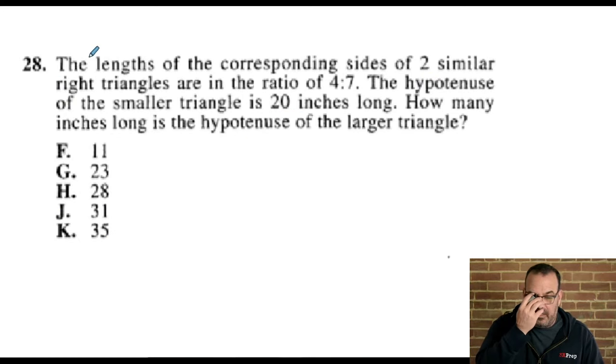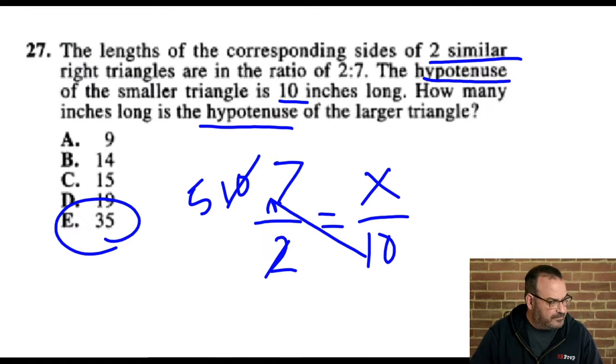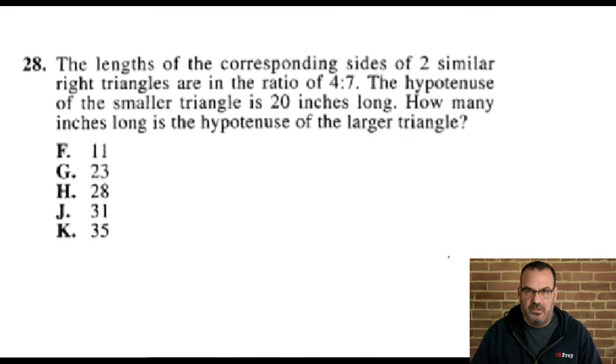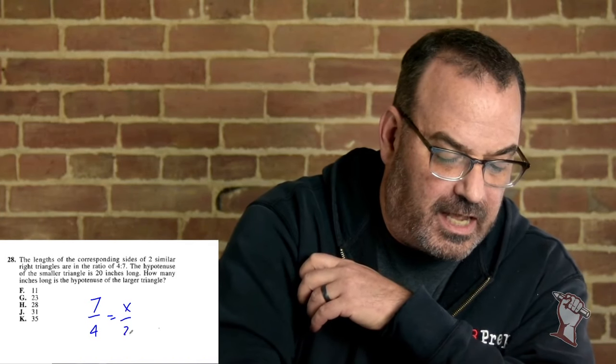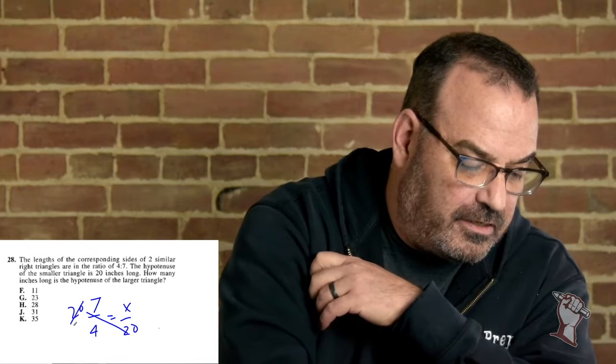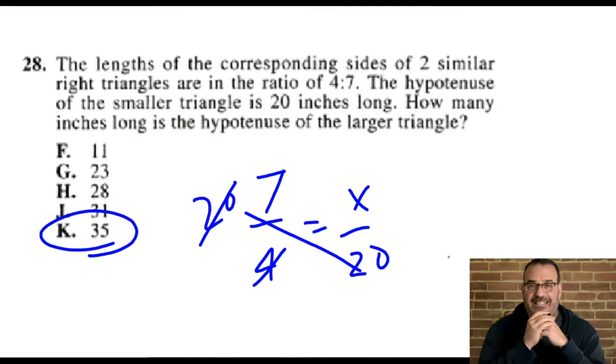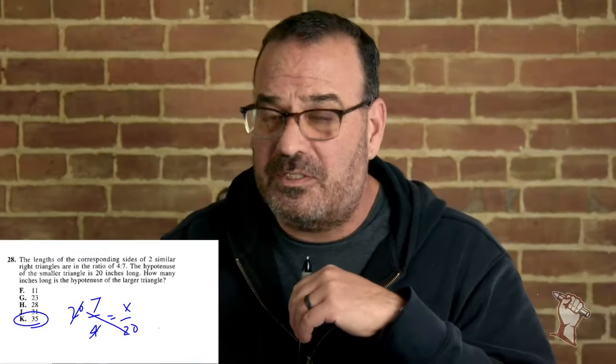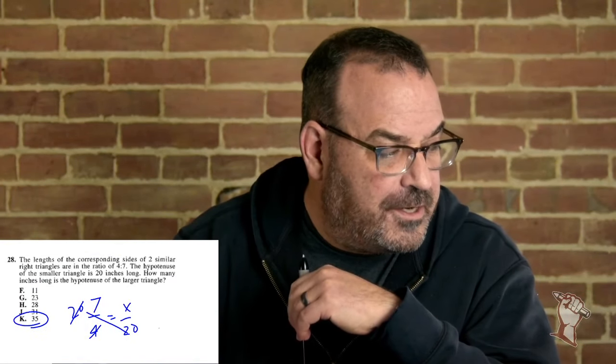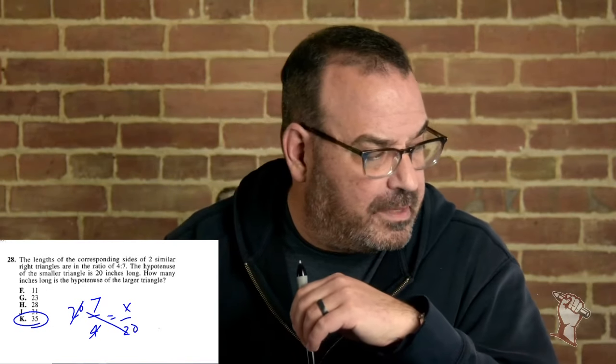The lengths of the corresponding sides of two similar right... Wait a second. I just read this problem. Let's go back. A number 27, and then a number 28 with the exact same words. What does this mean? This means the ACT absolutely repeats wording. This wording is so perfectly true that the sides are in ratio of 7 to 4, and they want to know the bigger side. And I'll multiply it over here and divide by 4 and get 35. Same question, same answer, two different tests. What's going on, ACT? Come on, be original. What this means is you can get a higher score by practicing.